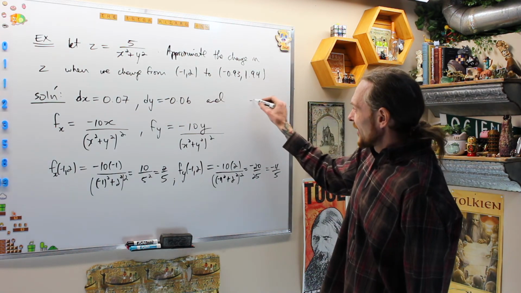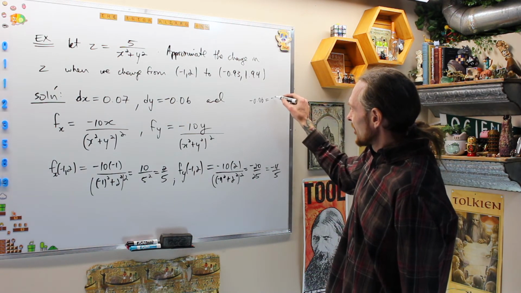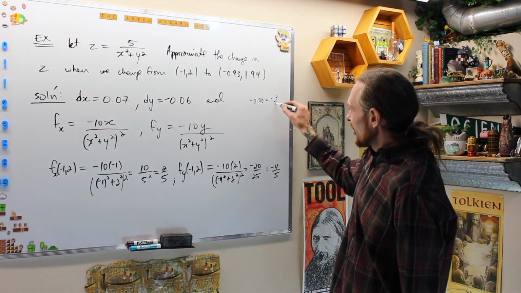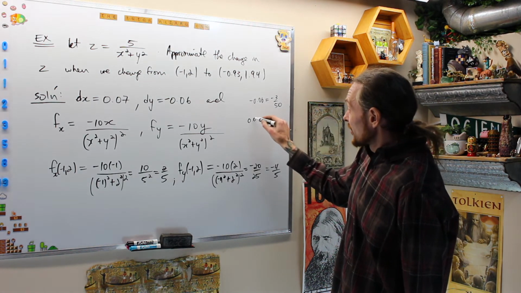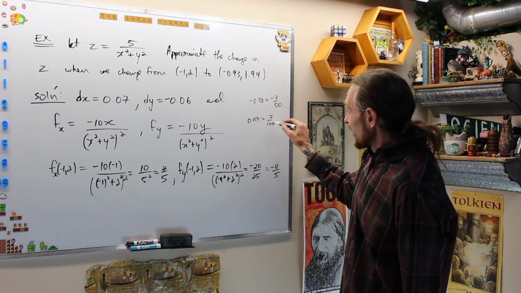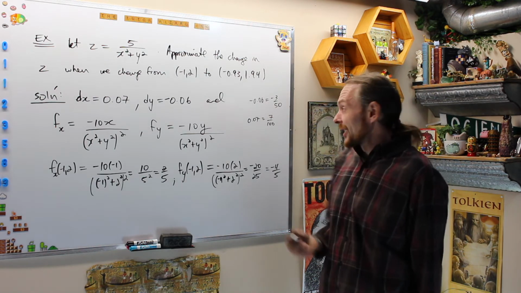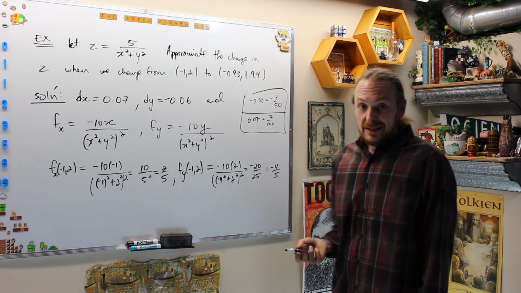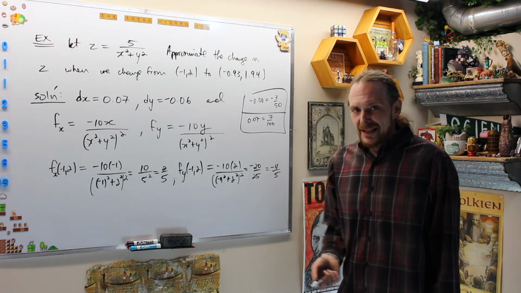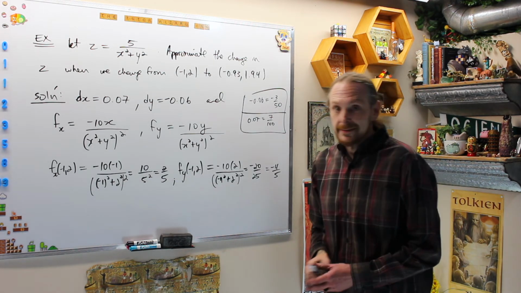Also, these guys, I don't like that. Negative 0.06 is going to be equal to negative 3 over 50. And 0.07 is 7 over 100. I like the fractions, but everyone else likes the decimals because their calculator tells them what it is.